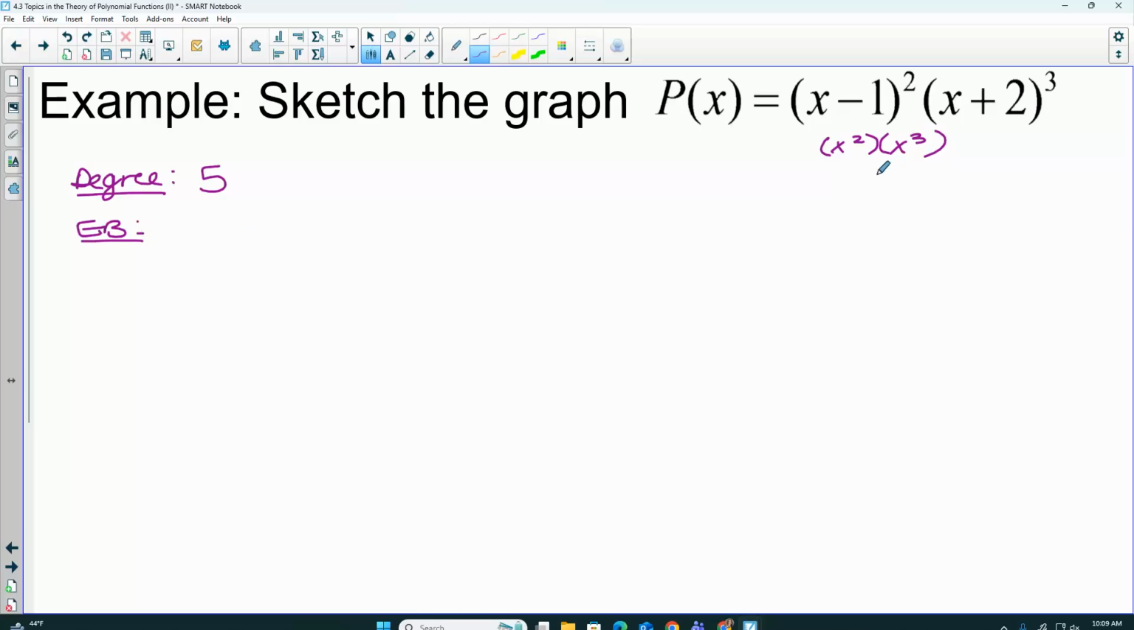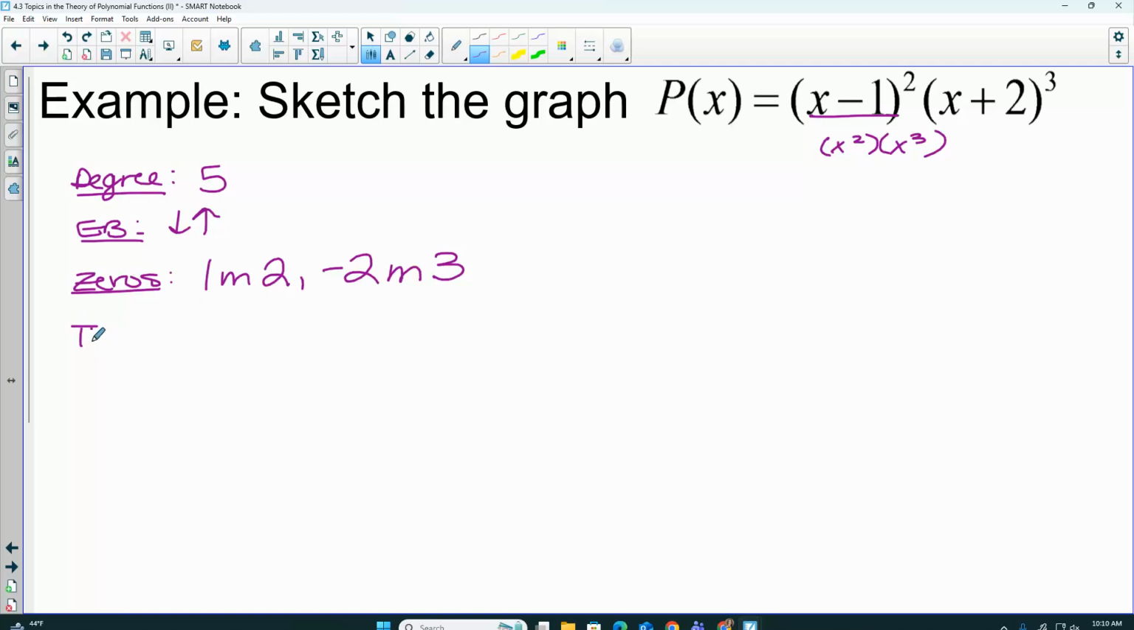In behavior, 5 is odd, so it looks like a chair. There's not a negative to flip it, so it's just down, up. Zeros. It's already factored, so that's easier to find. What makes x minus 1 equal 0? Positive 1. But that was squared, so it's multiplicity 2. X plus 2, what makes that equal 0? Negative 2, but it was to the third, so that's multiplicity 3.